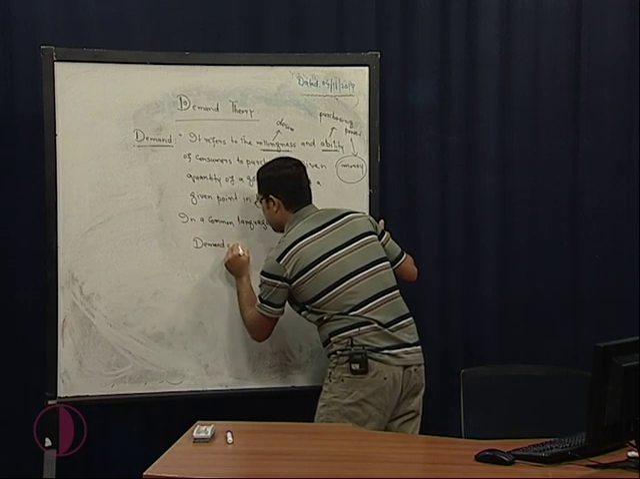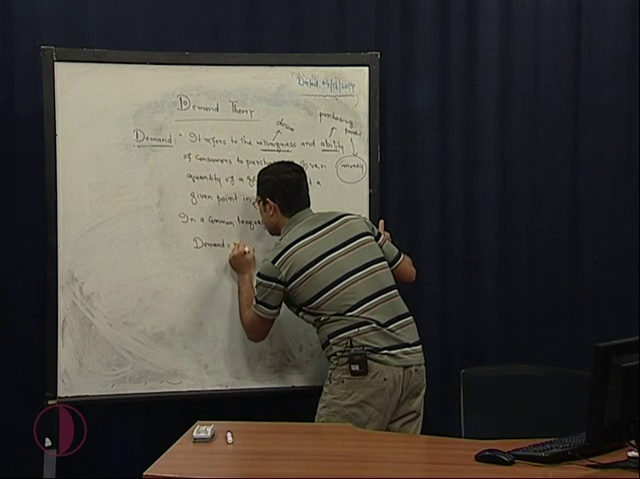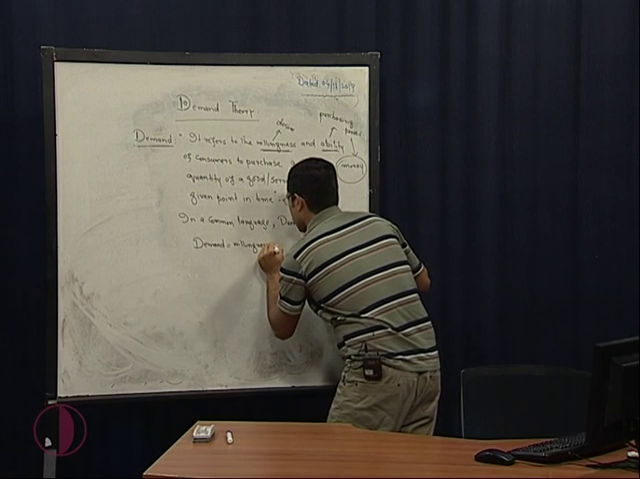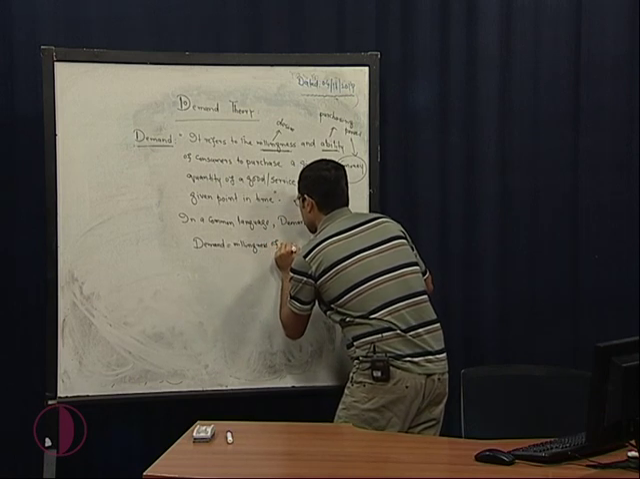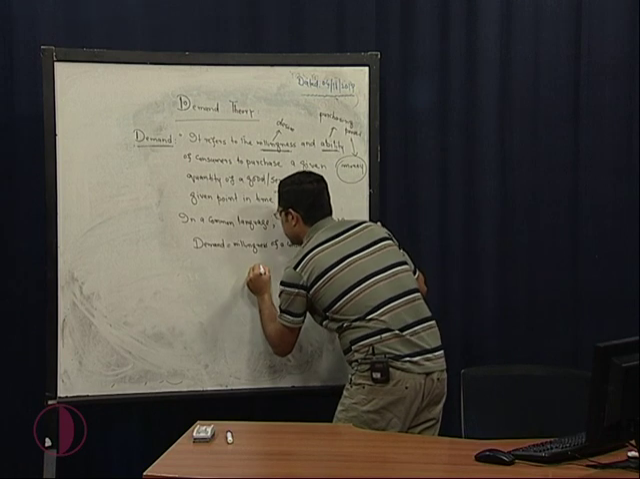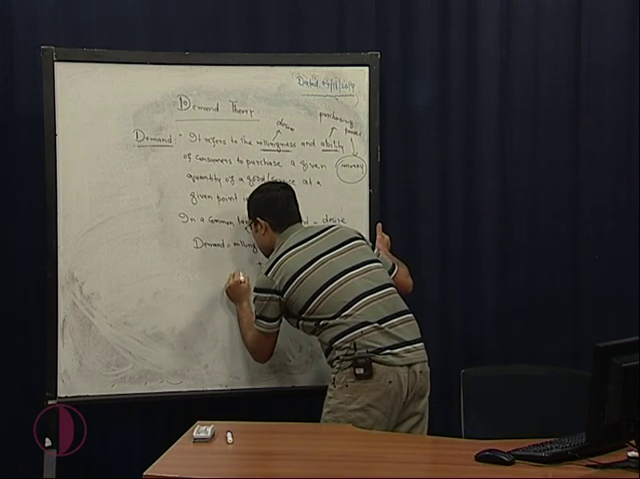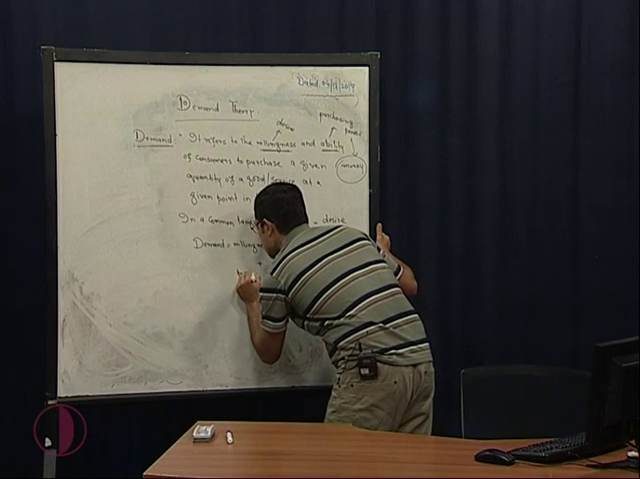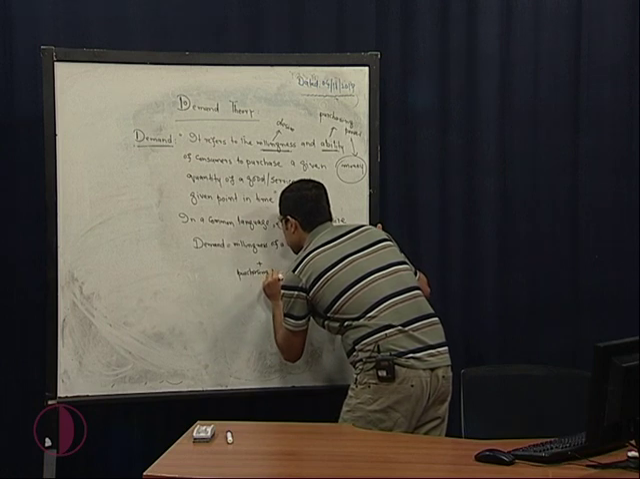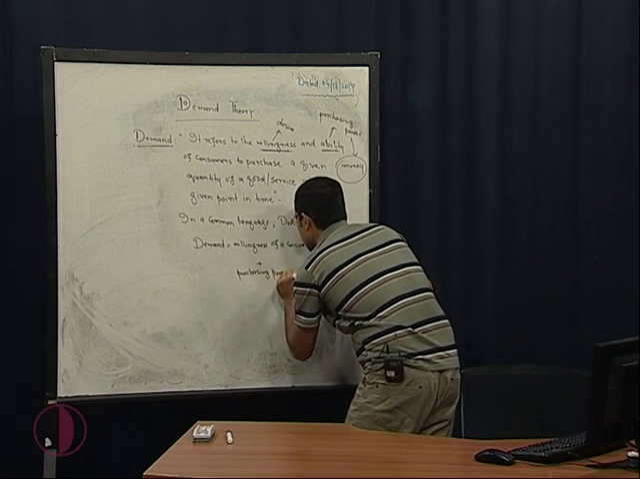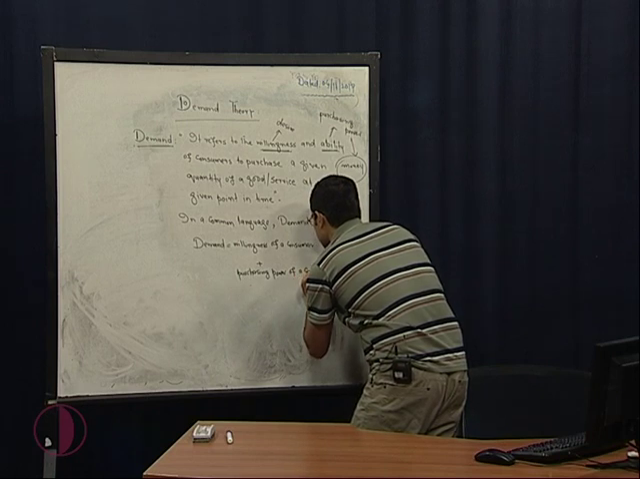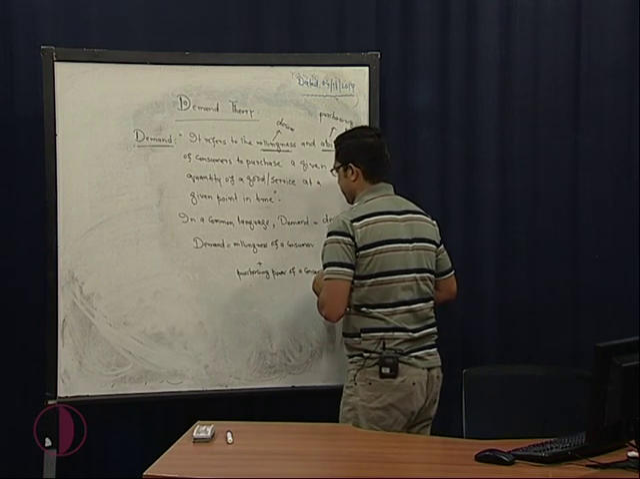So we can write it as demand is equal to willingness of a consumer plus purchasing power of a consumer.